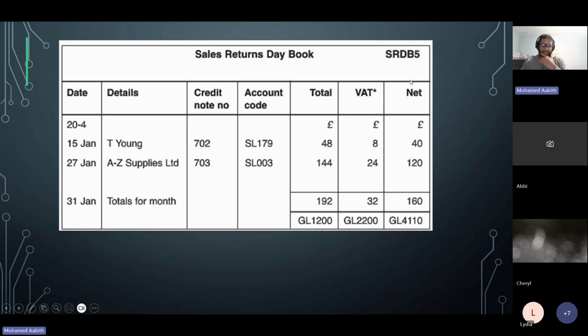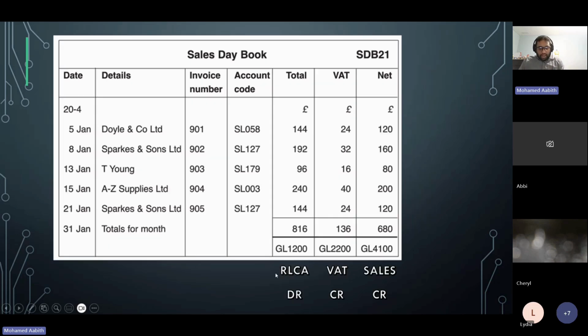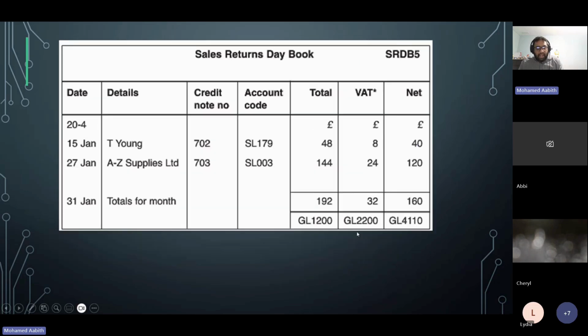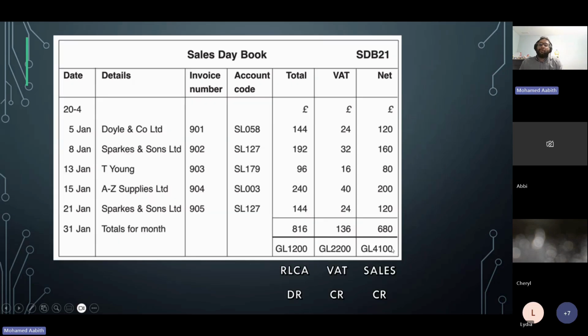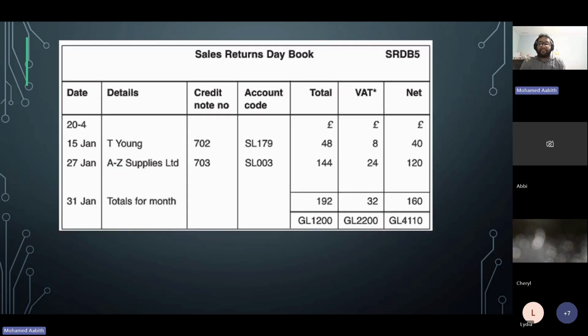This is SRDB. And you will also notice that there will be a total, a VAT, and a net. But in this scenario, the net account will have, as I explained to you earlier, the name of the day book, which is the sales return part. So let's see the previous one. Can you notice the GL 1200, GL 2200? It is exactly the same here. But on the third one, it's GL 4110. Before it was 4100. So slightly different means it is a different account.